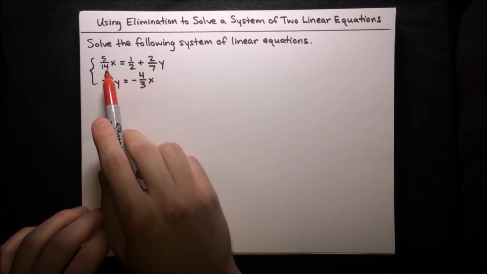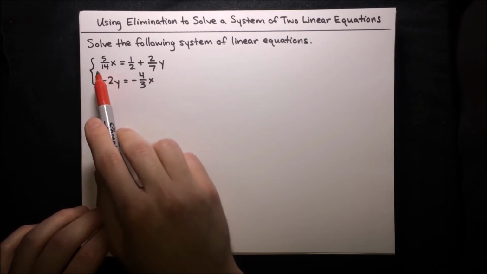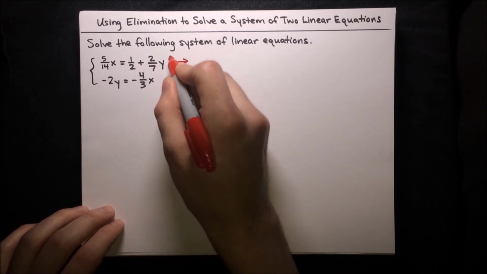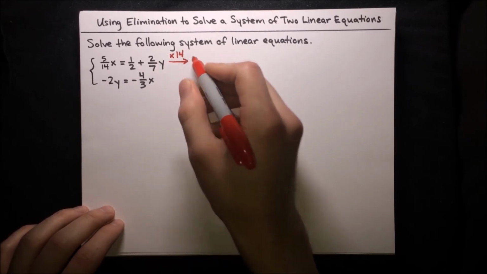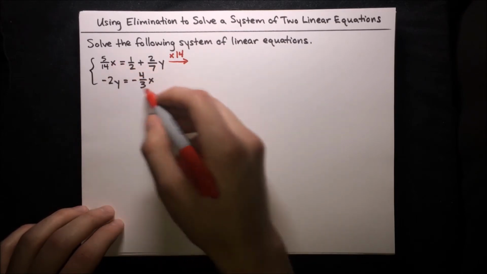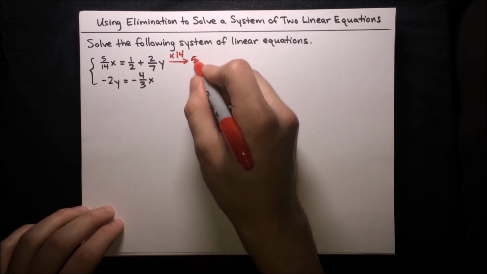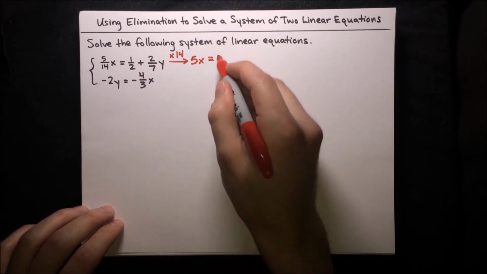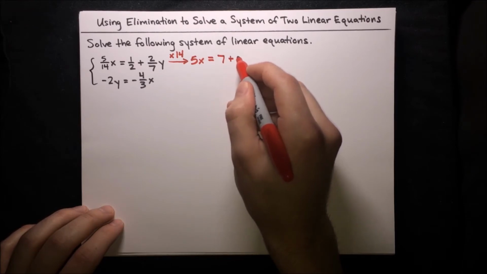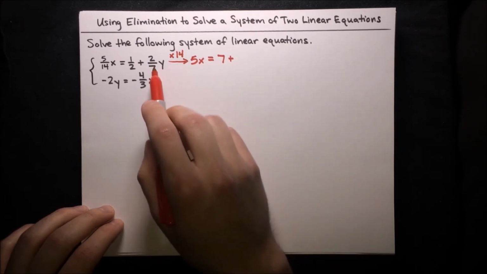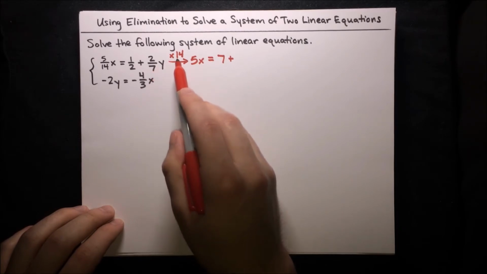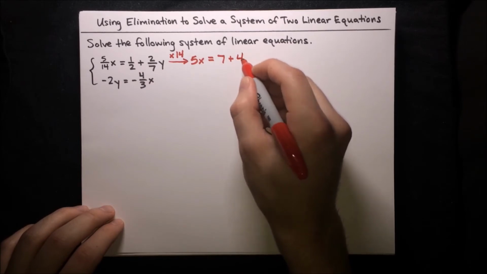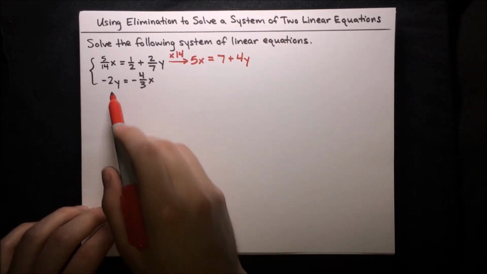Both 2 and 7 go into 14, and 14 is the lowest we can go here because one of our numbers is 14. So let's multiply this equation by 14 to eliminate those fractions. Times 14. Our result here, 5/14 x times 14, well, that just gives us 5x, and that's equal to a half. A half of 14 is just 7, and then plus 2/7 times y. Okay, well, what's 1/7 of 14? Well, 1/7 of 14 is just 2. So 2/7 of 14 is 4. So plus 4y.